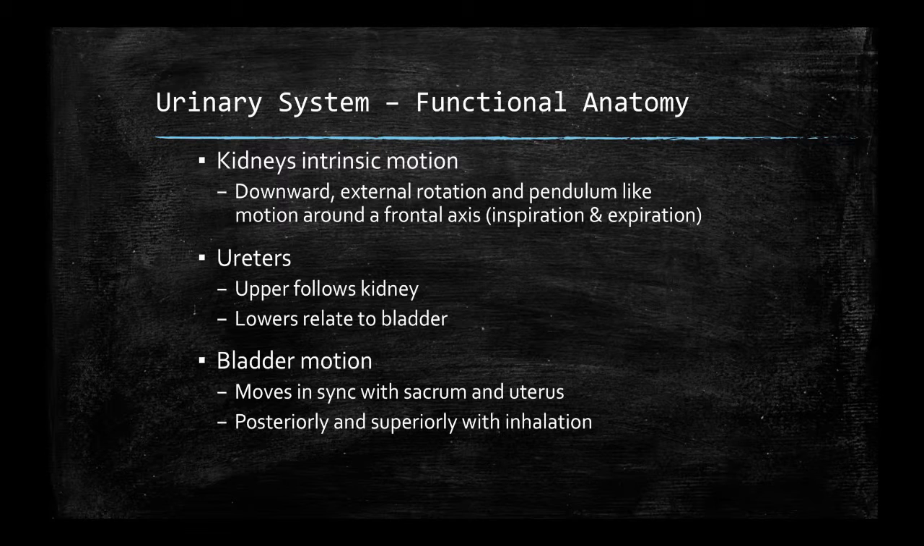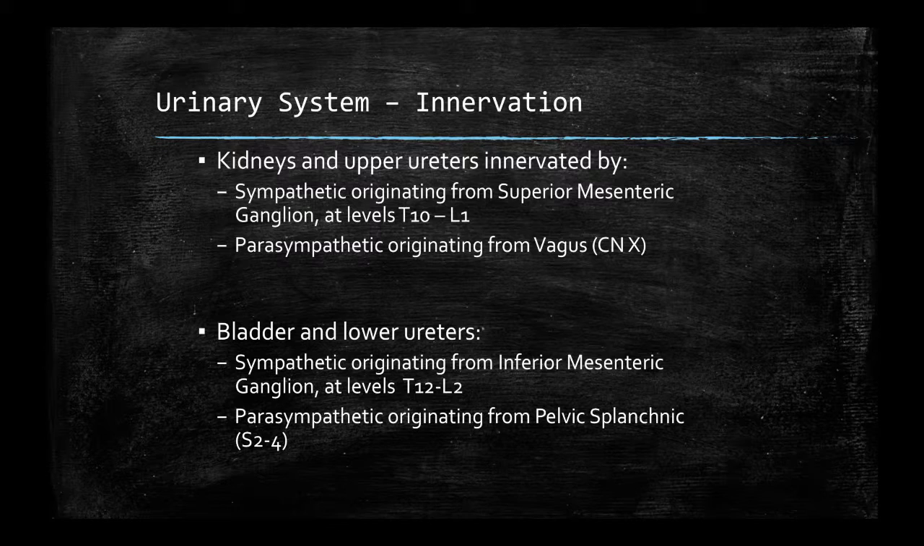The ureters also follow the kidneys in that movement, and the upper pole, anyway, of the ureters follows the kidneys, and the lower aspect of the ureters more relates to movement with the bladder. Bladder motion moves more with the sacrum and the uterus, rather than with the abdominal diaphragm as the kidneys do, and the bladder moves posteriorly and superiorly with inhalation.